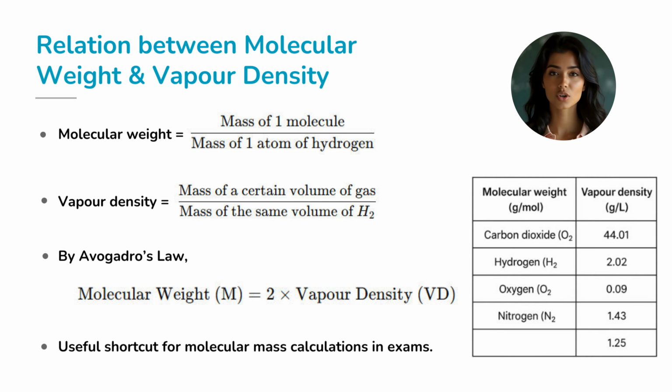Sounds a bit like a shortcut, right? So, if you know the vapor density of a gas, you can quickly calculate its molecular weight by just doubling the vapor density. For example, if a gas has a vapor density of 22, its molecular weight is 44. This simple relationship makes stoichiometry a lot easier when working with gases in chemical reactions.